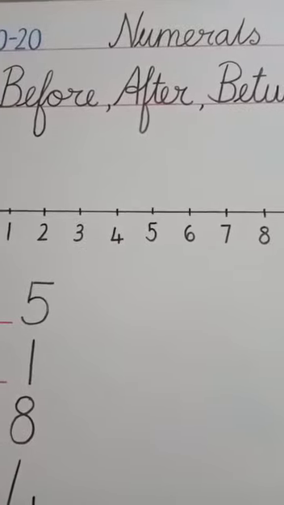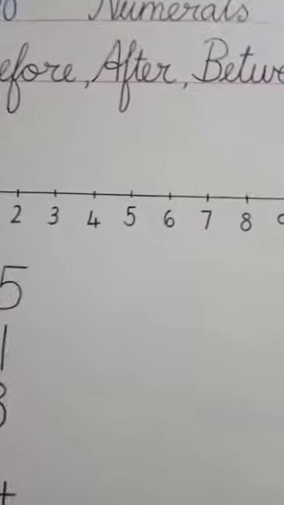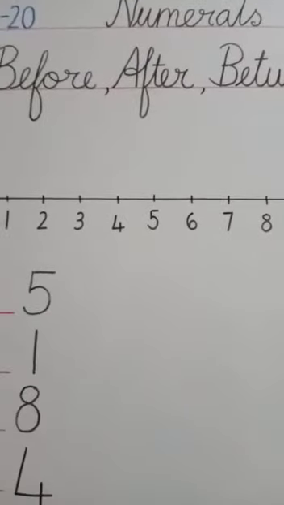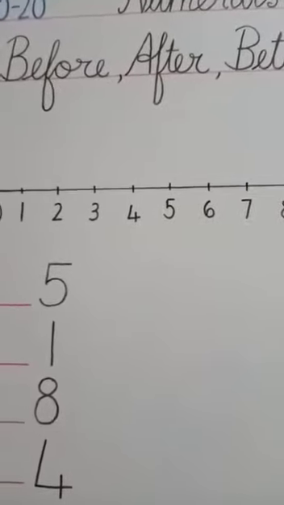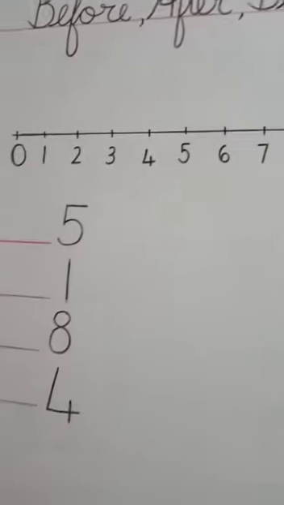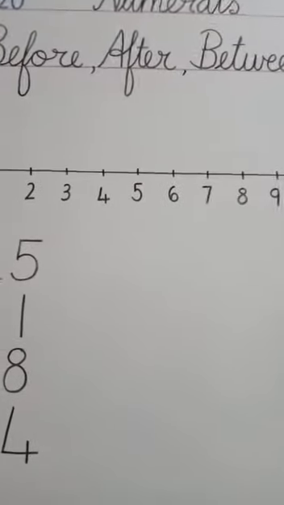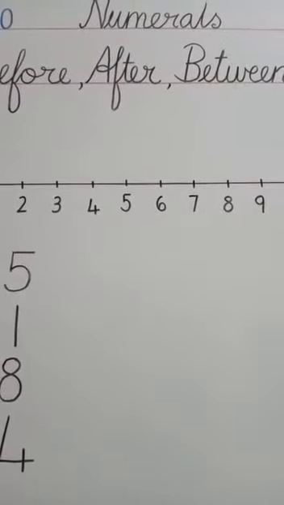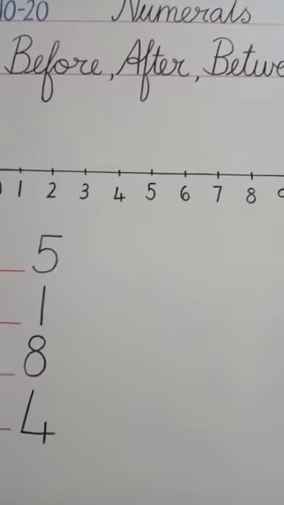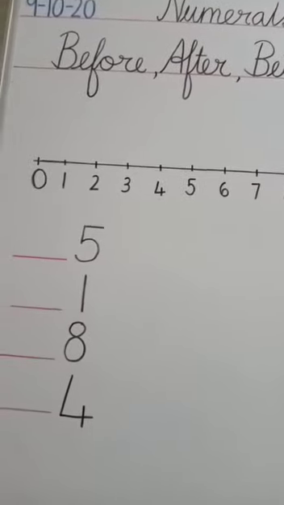Children, we just learned the concept of before, after and in between, looking at different objects, okay? We saw a few animals and then we saw a few objects and we learned what is before, what is after, and when to say what is between, okay? Now using that same concept, children, we are going to see numerals, okay? So now just look at what I'm showing you.